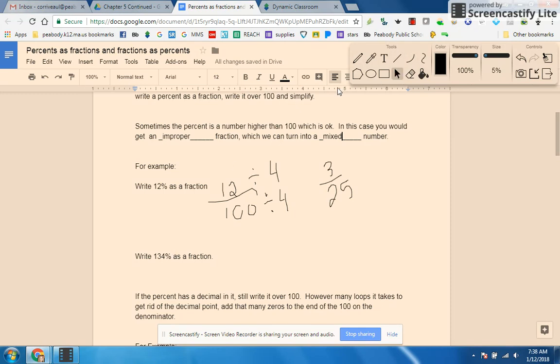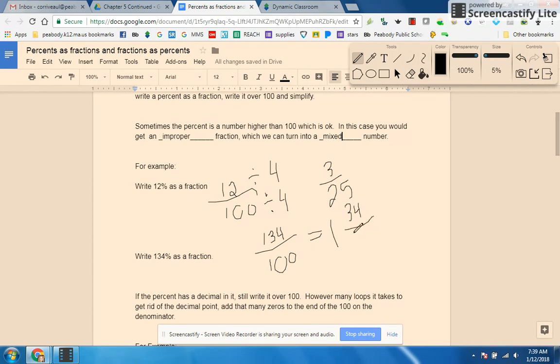All right, let's try another one. Do this one with me. Write 134% as a fraction. So step 1, take your percent and write it over 100. So this is clearly an improper fraction because the numerator is bigger than the denominator. So you can make it a mixed number. So 100 goes into 134 once, and you would have 34 left over out of 100.